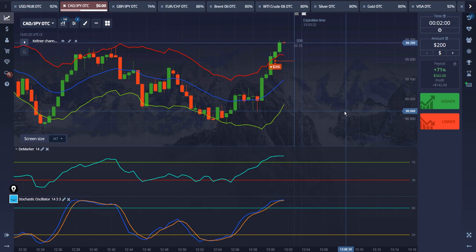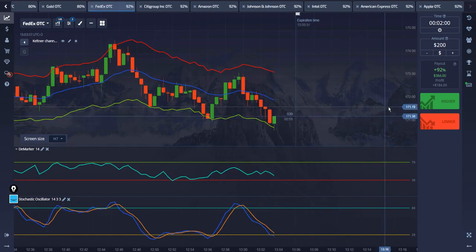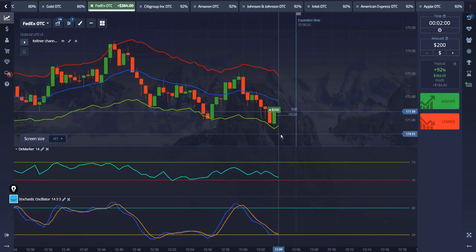Take note that it is not always that the market reverses to the opposite direction when it reaches the upper or lower Keltner channel line. That makes this strategy only applicable to ranging markets like on the screen. I think this is another good moment for call option trades.